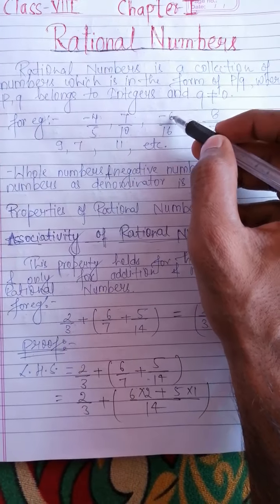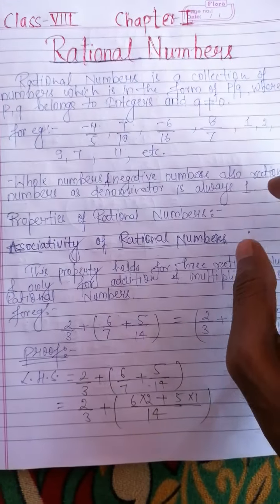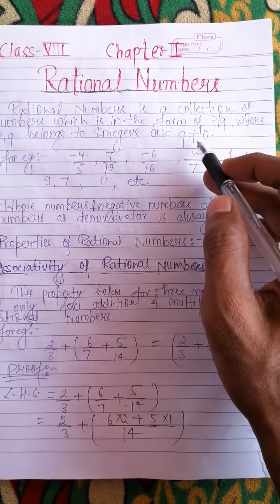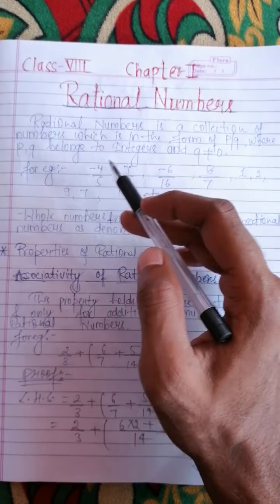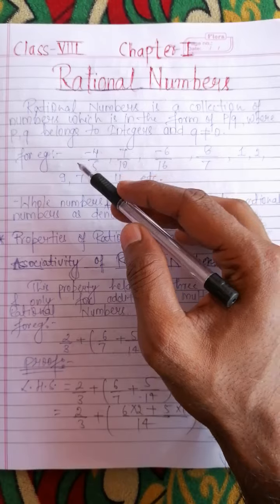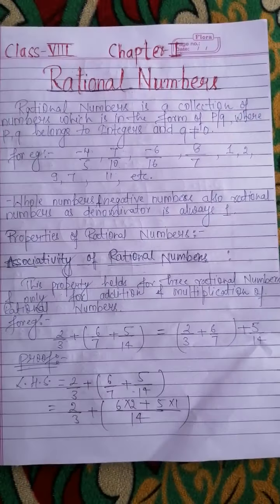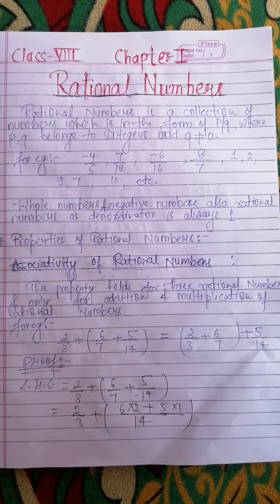Similarly 7 by 10, -6 by 16, 8 by 7. We have both the parts, numerator and denominator. The denominator, that is q, is never 0. Here for -4 by 5, p is -4 and q is 5, whereas for 7 by 10, p is 7 and 10 is q. Similarly for all other rational numbers, p is the numerator and q is the denominator.